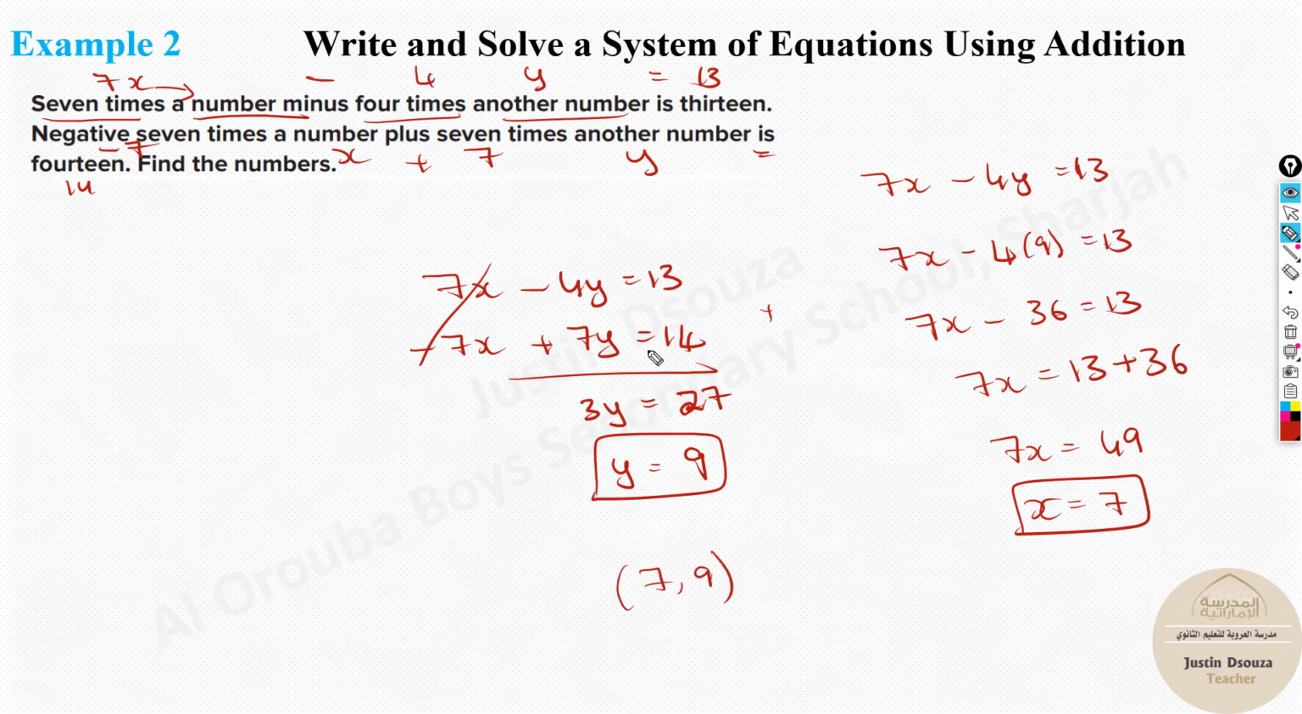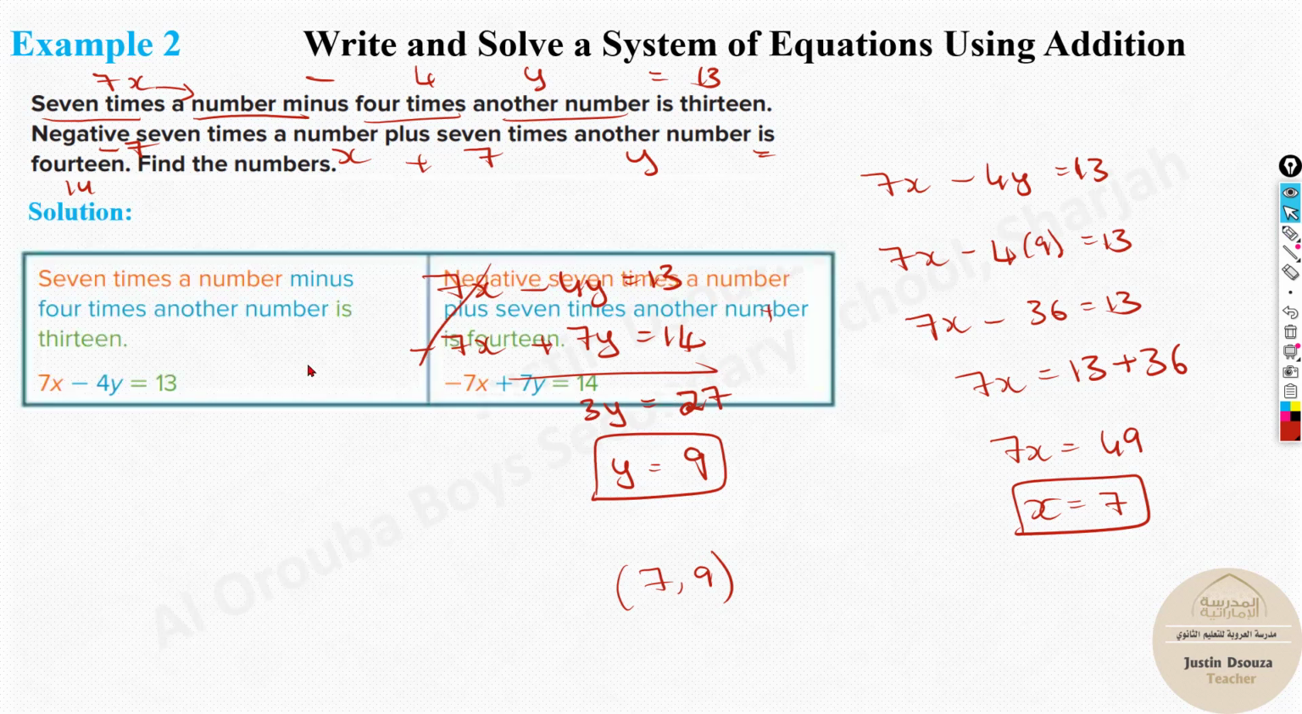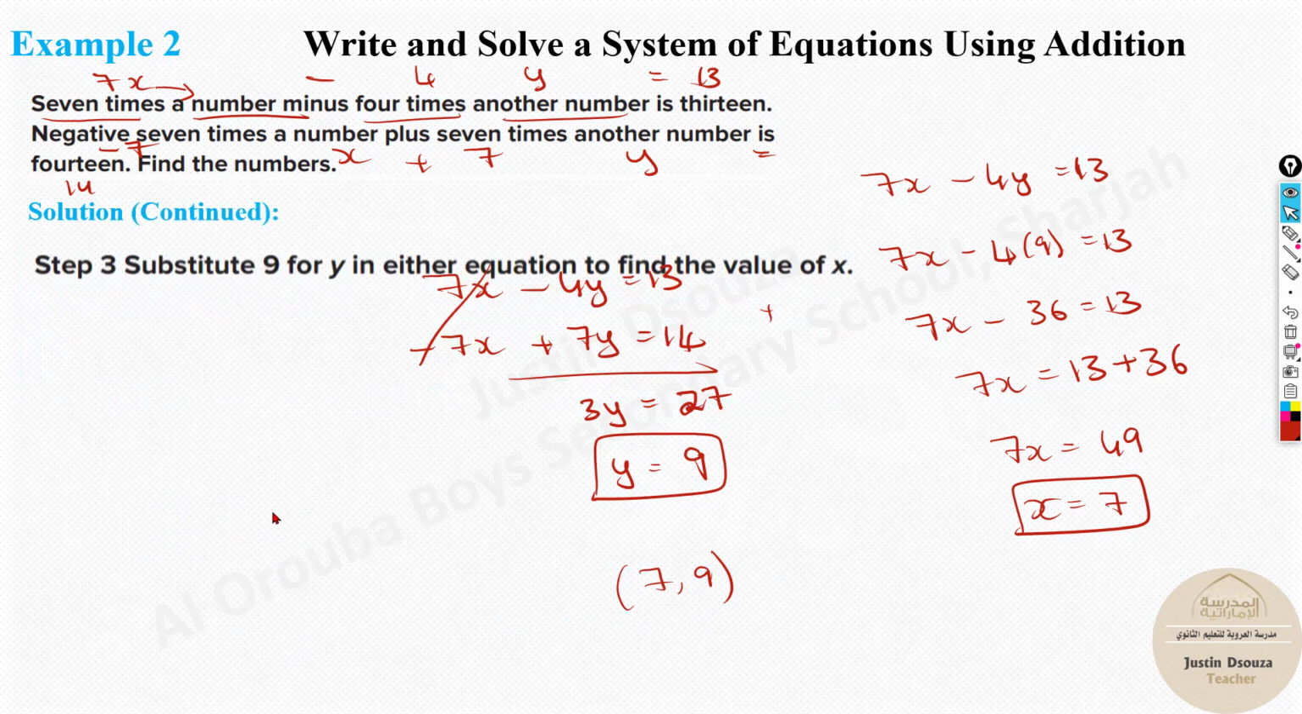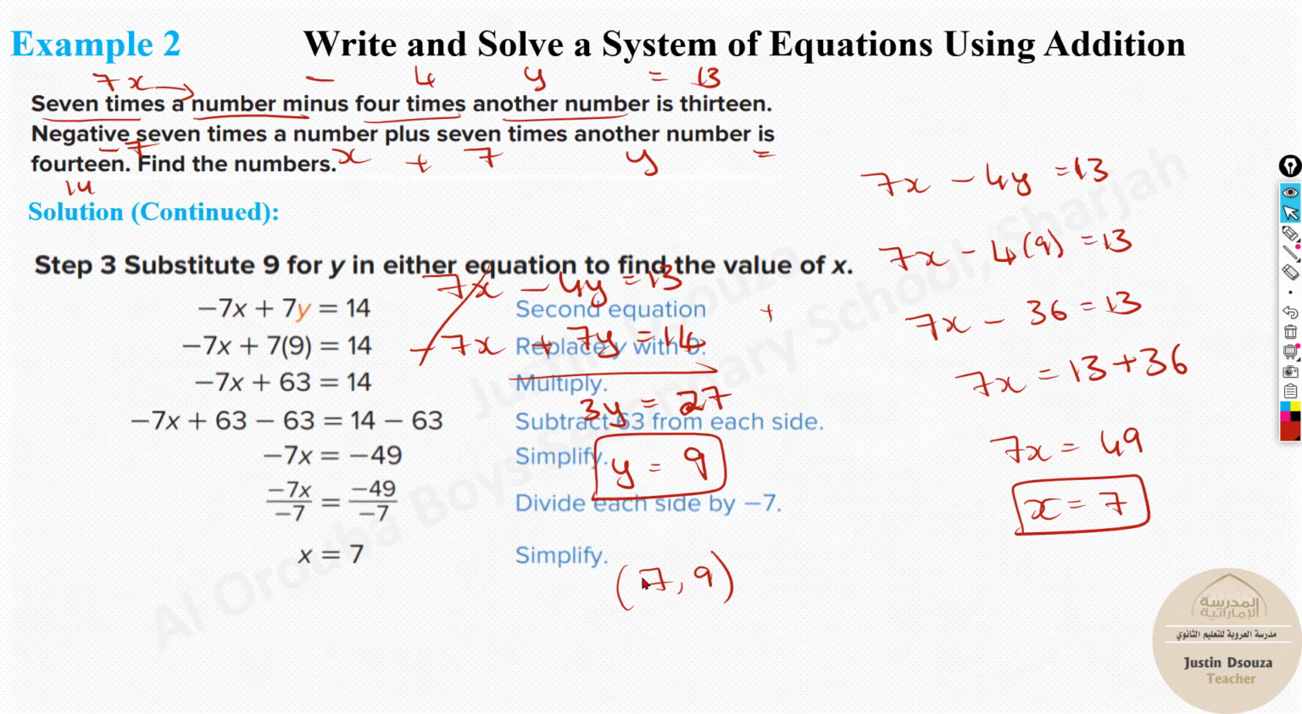It's important to get these equations first and then solve them. So you can see these are the two equations. 7x minus 4y equals 13. Minus 7x plus 7y equals 14. And then we got y as 9 and the x value to be 7. That's it.